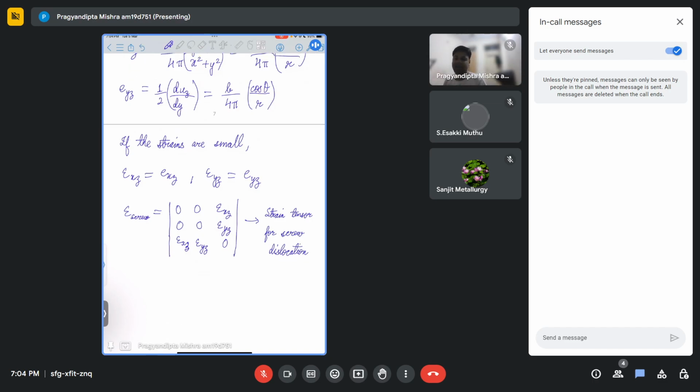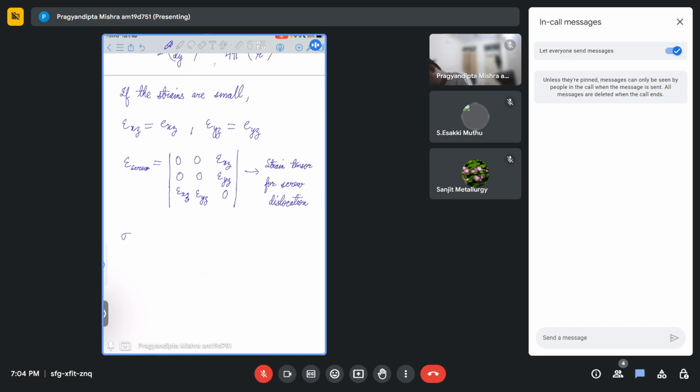Now that we know strains, we can find stress from there, right? Because we know sigma ij is 2 times g times epsilon ij, or stress is equal to 2 times the shear modulus times epsilon ij. So in a similar fashion, we can write.